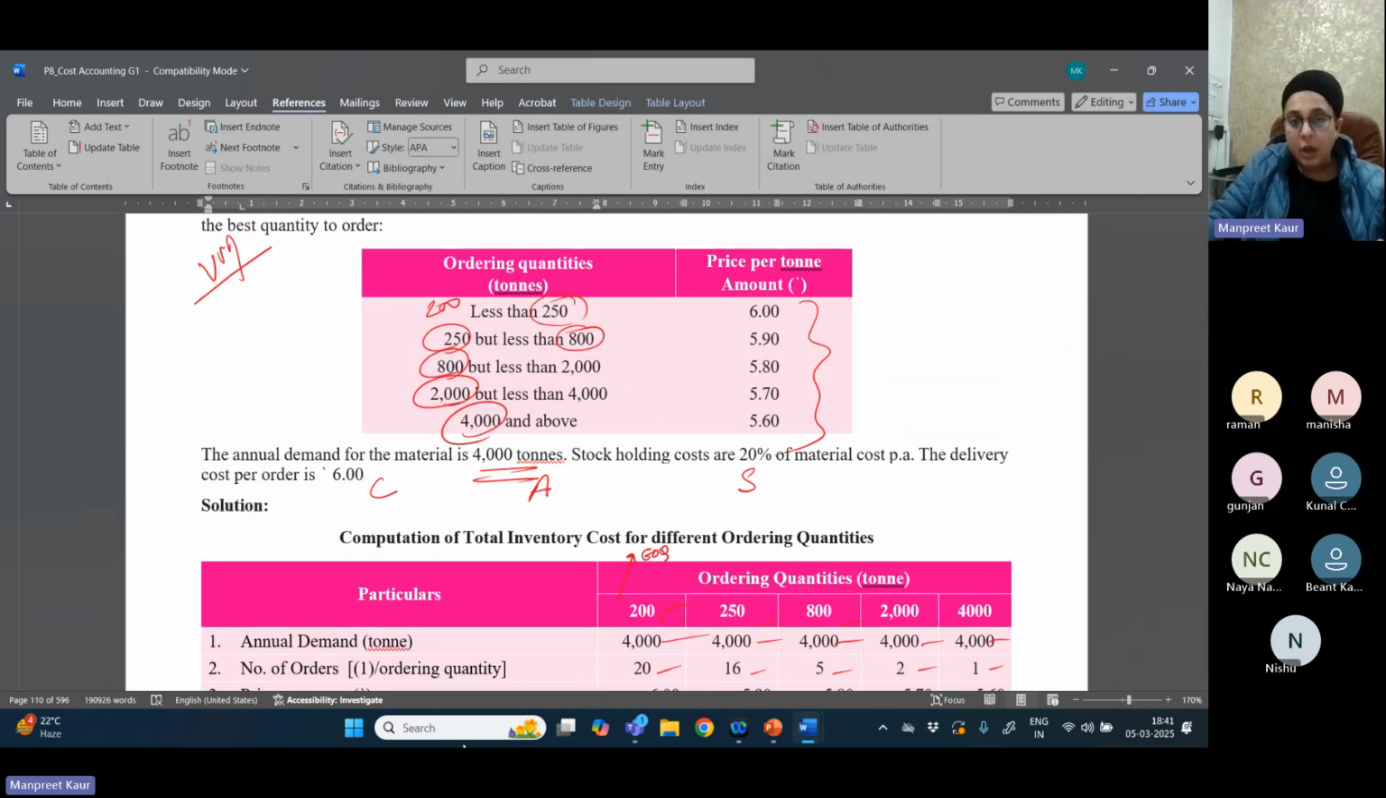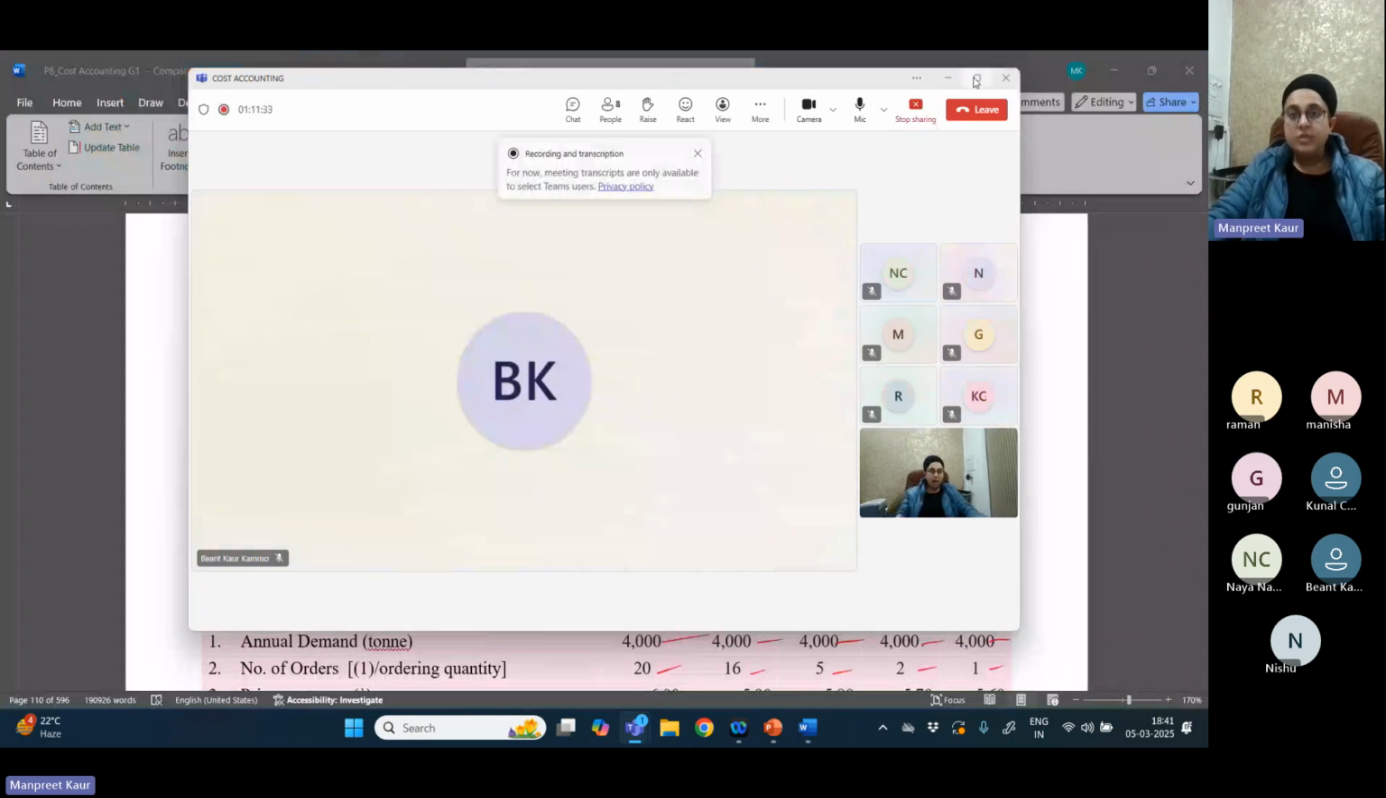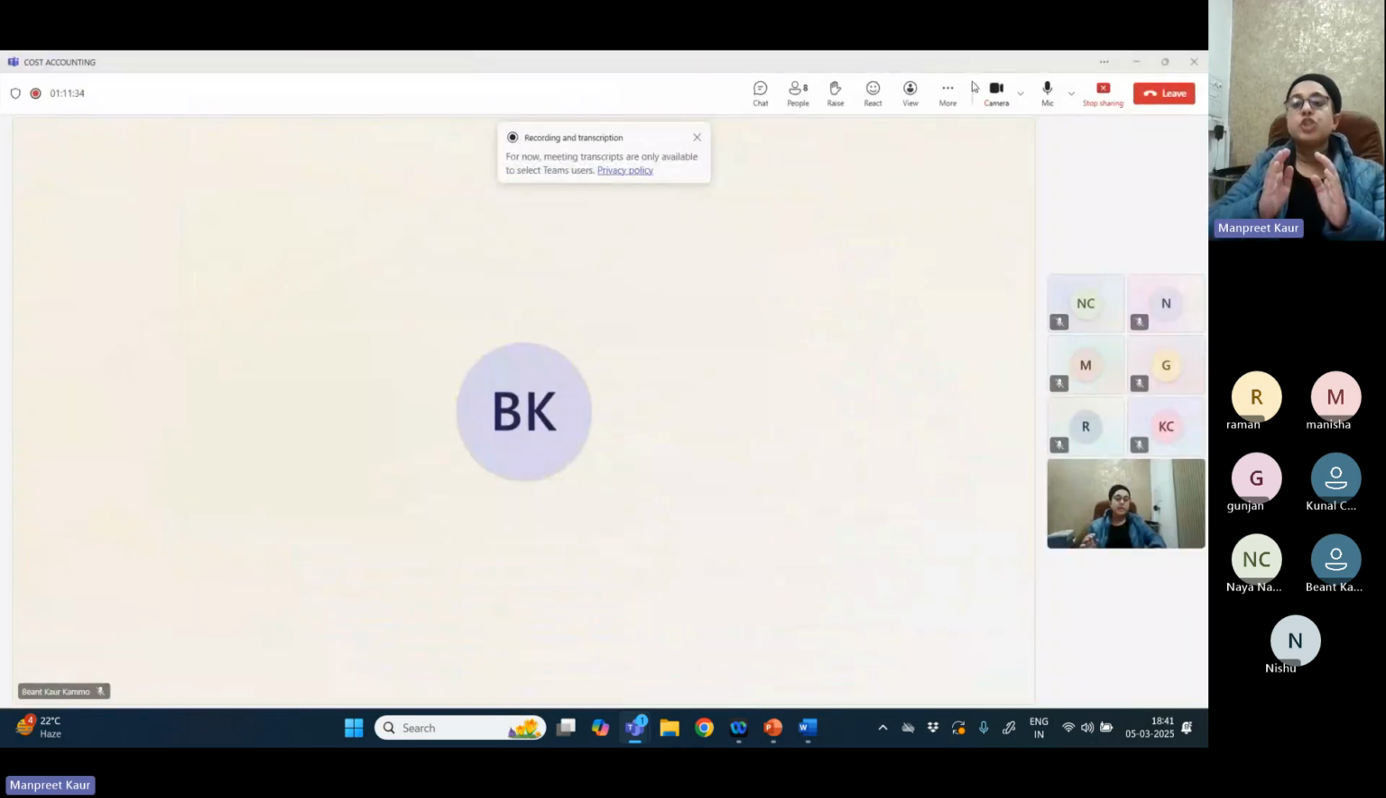In case of any doubt, please let me know. In today's class, we discussed EOQ, the economic order quantity. There are many topics like stock levels, inventory turnover ratio, FSN analysis, ABC analysis, as well as important topics like JIT, that is just in time, and the material control account. So we have started with materials.